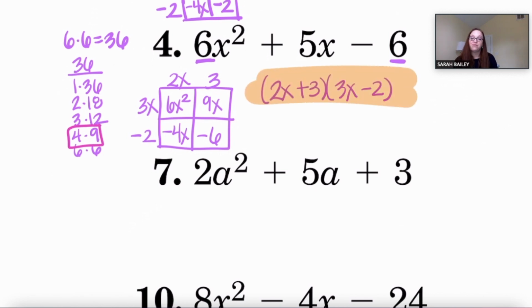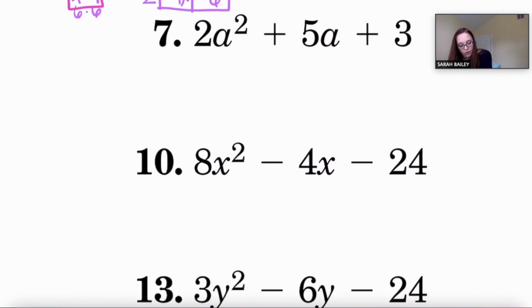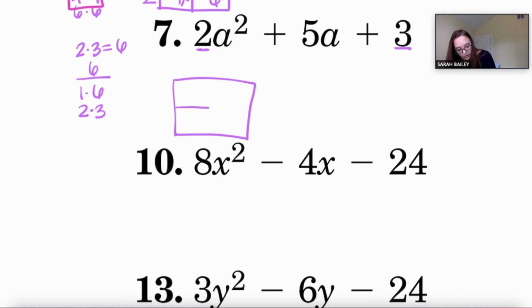Let's do another one. Number 7. So again, remember when we multiply, we're going to do the 2 and the 3 first. So 2 times 3 is 6, so we're going to want the factors of 6. I'm going to go ahead and make my box real quick. So we know the upper left box has to have the 2a squared. The bottom right box has to have the 3.